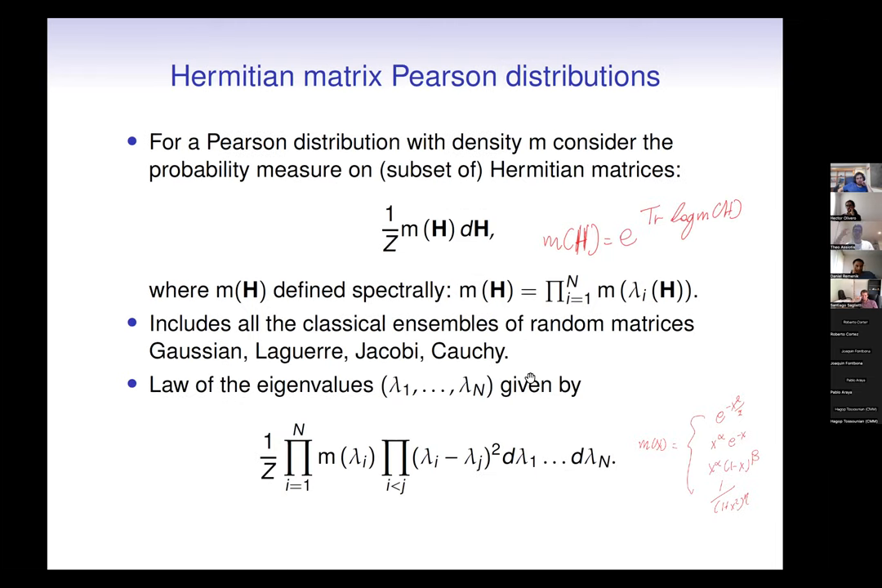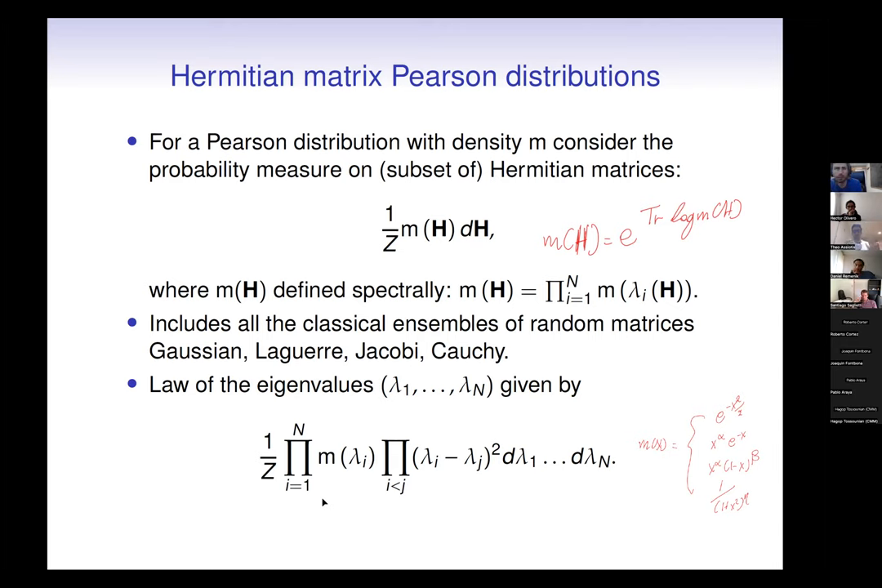Okay, and then this includes all the so-called classical ensembles of random matrices. It includes the Gaussian, the so-called Laguerre, Jacobi, and Cauchy, which are basically given by this formula when M is given by this. So in the Gaussian case, you have Gaussian here, the Laguerre, you have this gamma weight, Jacobi is the beta, then Cauchy is this type of thing. And then if you look at the law of eigenvalues, you get this sort of thing. So instead of a Gaussian weight, you have the same interaction as before, but you have a different weight here.